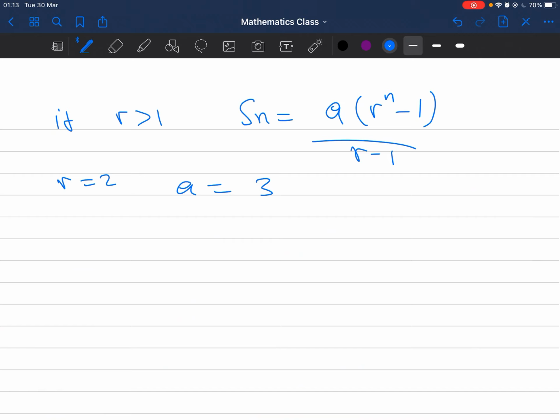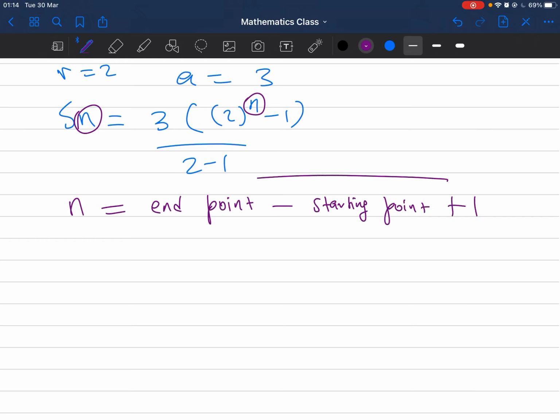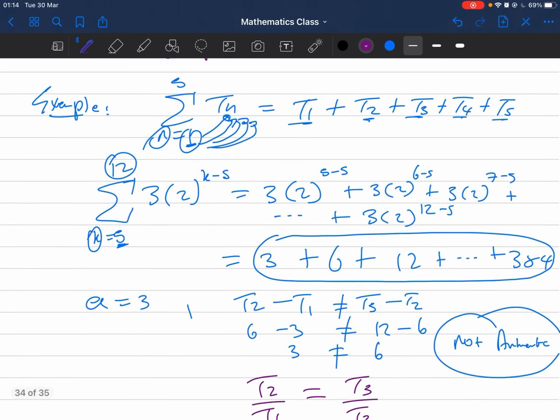So you have Sn equals a, which is 3, r is 2. So the only thing we don't have here is n. Now, how do you calculate n? n is the end point minus the starting point plus 1. Don't forget this formula. n is the end point minus the starting point plus 1.